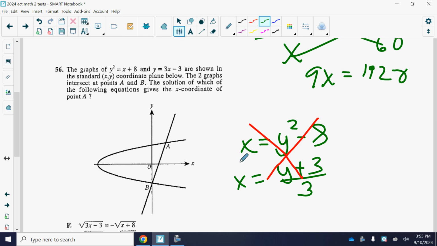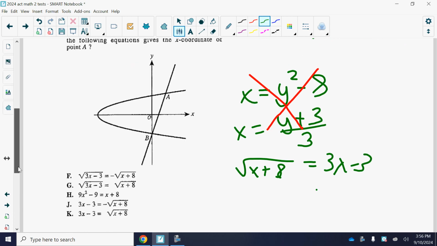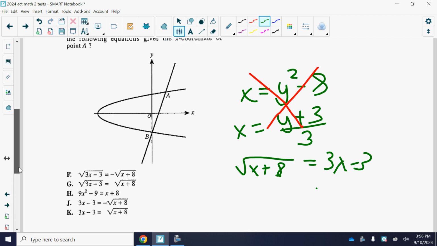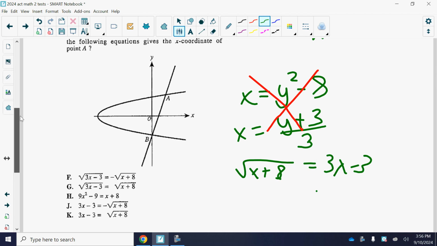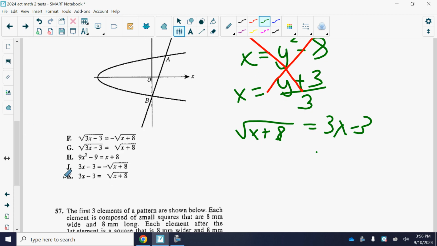So instead, I want to solve for y, and I'll square root this one. So square root of x plus 8 has to equal 3x minus 3. And then when we square it, we should be getting the plus answer. This is 56. The answer is K. Oh, I already got it.